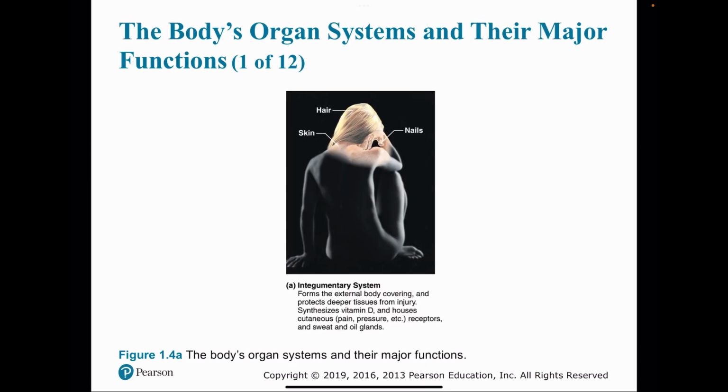So the 11 different body systems, starting with the integumentary system, this is going to essentially be your skin, your hair, and nails. There are also going to be some other accessory structures of the integumentary system. Of course, this forms the external body covering. It's protecting the deeper tissues from injury. Another major function, vitamin D synthesis, which vitamin D is so very important to the human body. Also, housing of cutaneous receptors, pain, pressure, sweat glands, oil glands, all these are going to be functions or parts of the integumentary system.